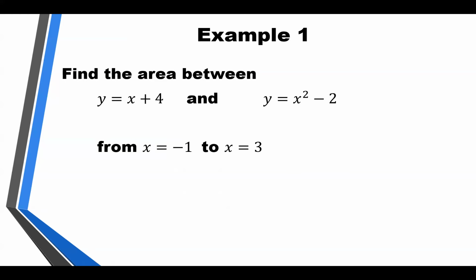So let's go ahead and do an example. We will find the area between y equals x plus 4 and y equals x squared minus 2 from x equals -1 to x equals 3.